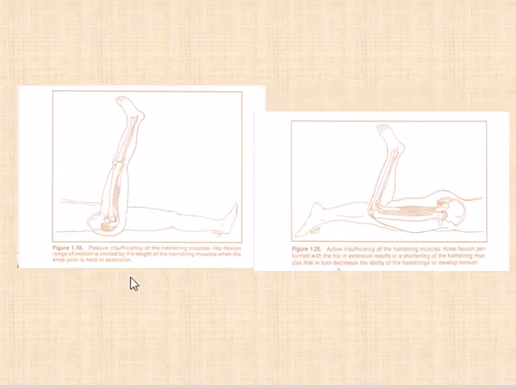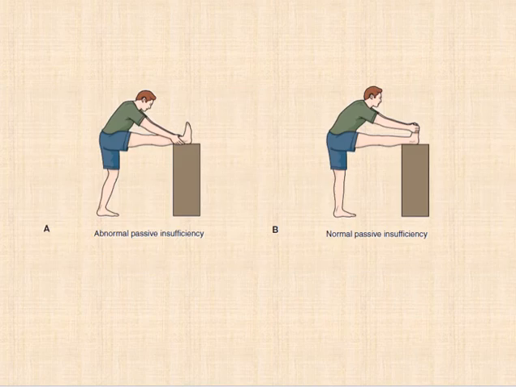Look at this. Passive insufficiency of the hamstring muscles. Hip flexion range of motion is limited by the length of the hamstring muscles when the knee joint is held in extension. Active insufficiency of the hamstring muscles. Knee flexion performed with the hip in extension results in a shortening of the hamstring muscles, that in turn decreases the ability of the hamstrings to develop tension. This is abnormal passive insufficiency, and this is normal passive insufficiency.